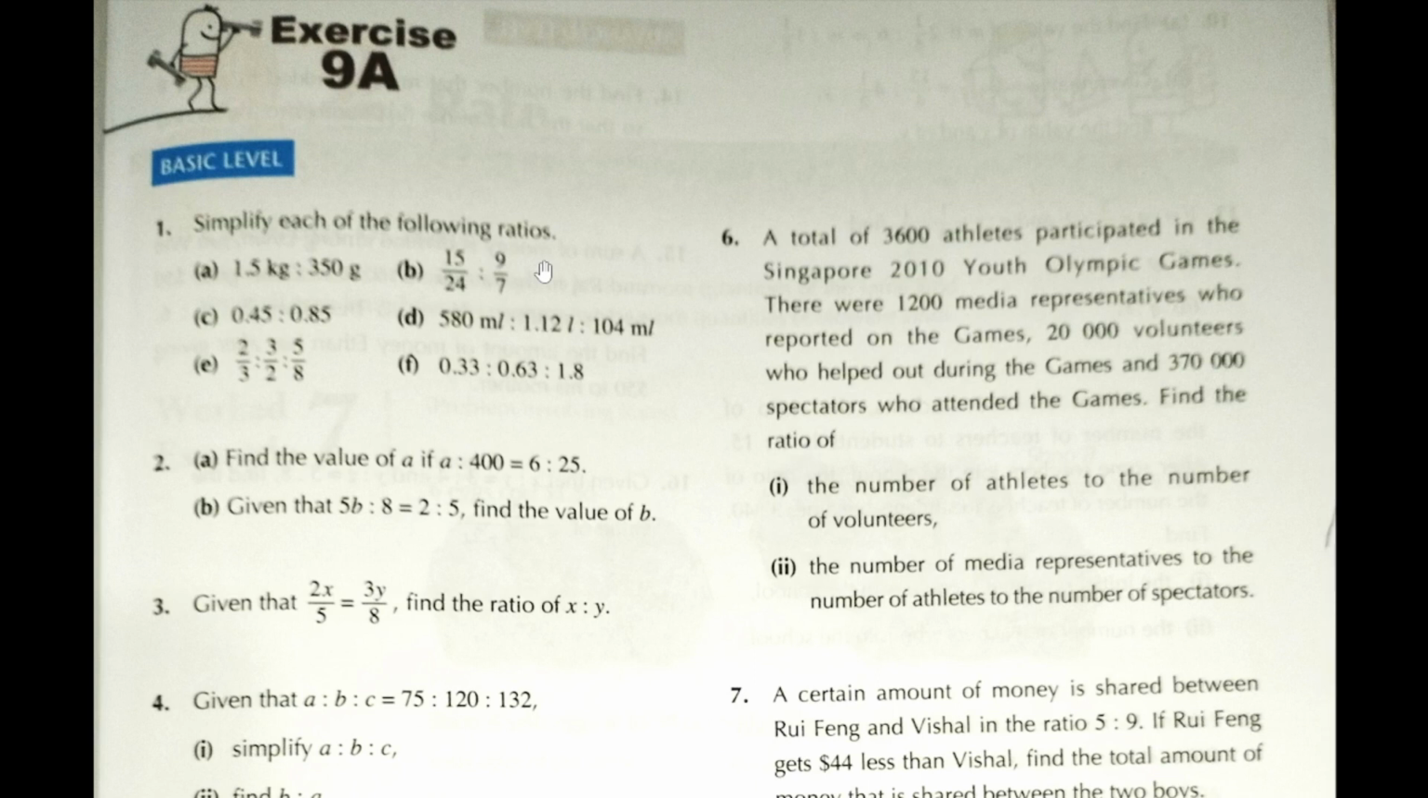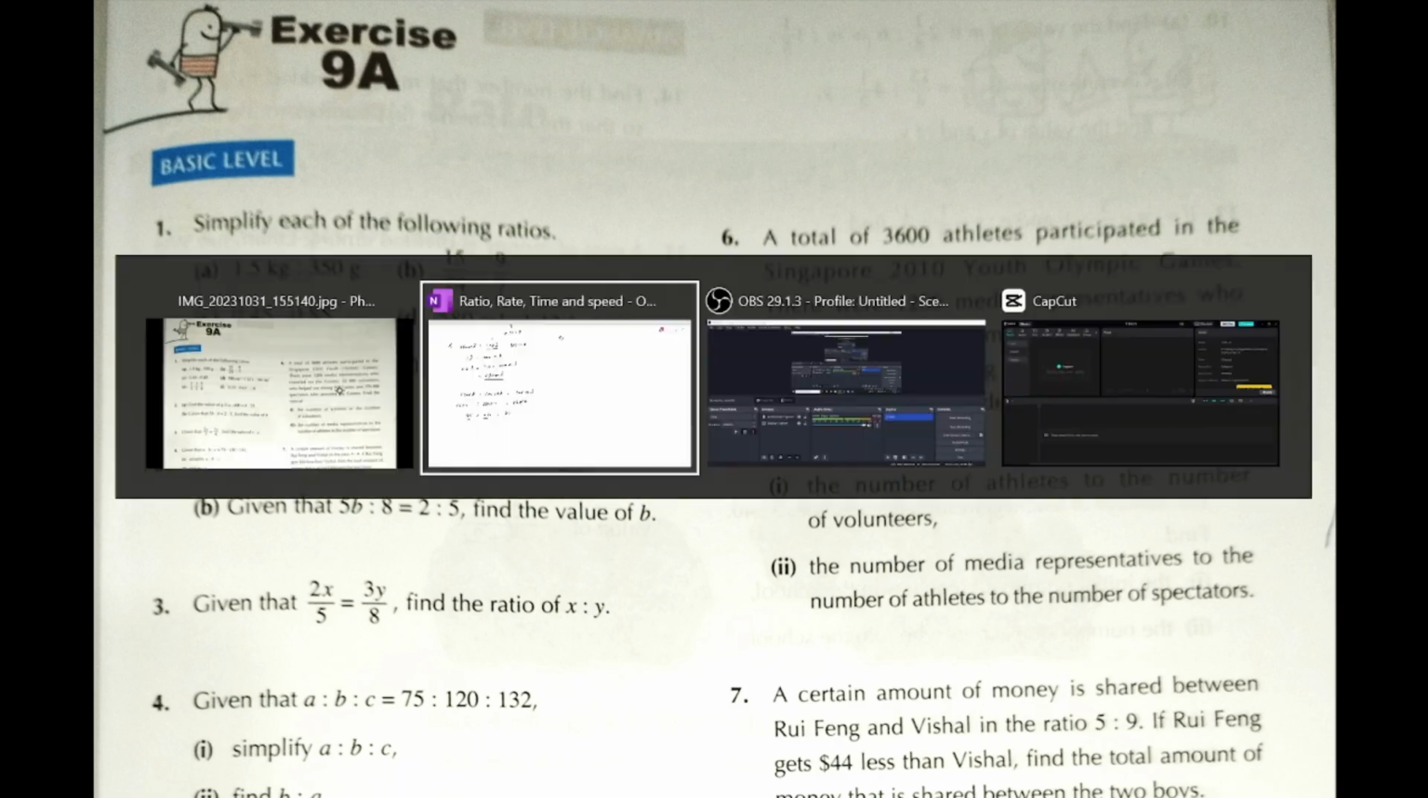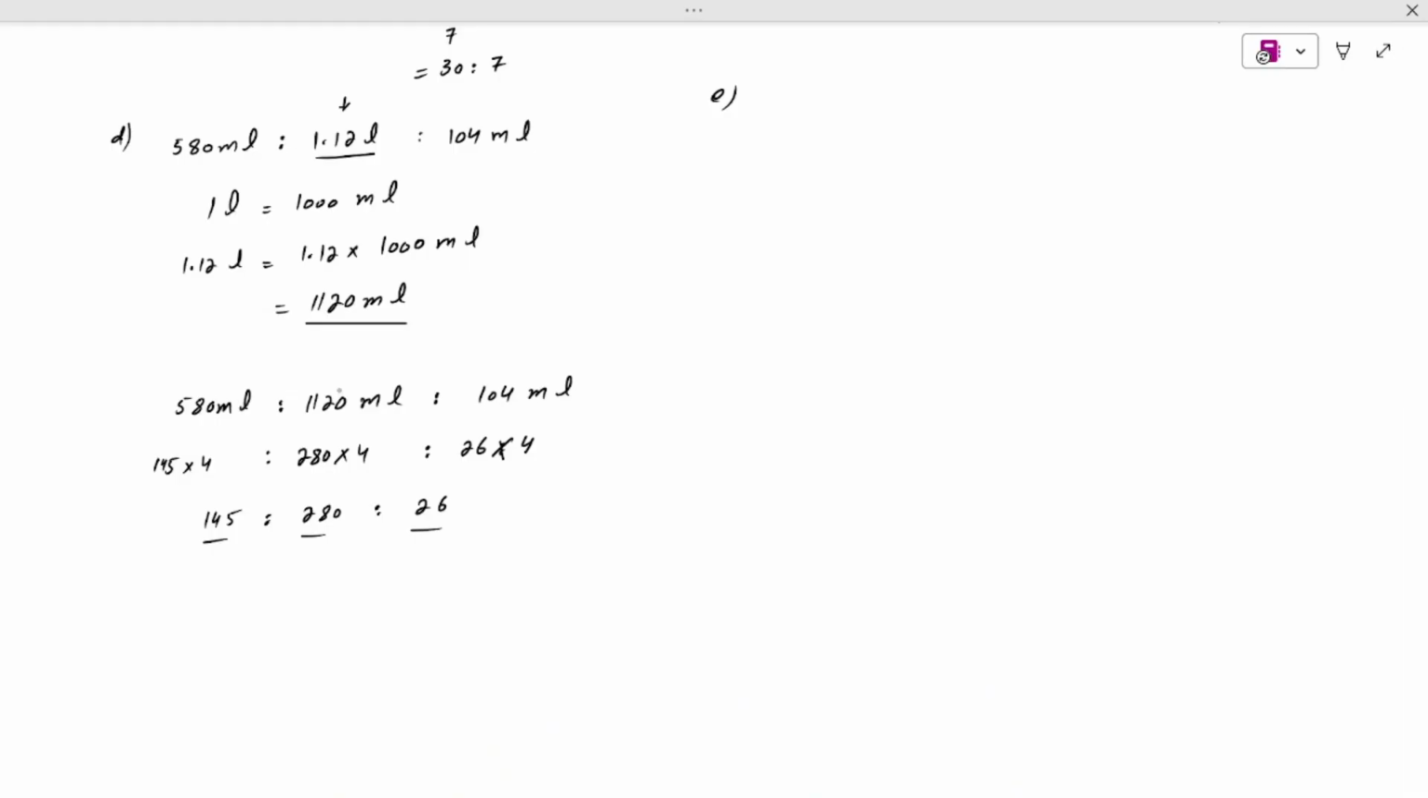2 over 3 ratio 3 over 2 ratio 5 over 8. So solving 2 over 3 ratio 3 over 2 ratio 5 over 8. Actually, it is the ratio between the fractions, and in fraction we use to multiply these fractions by the LCM of the denominators. And the LCM of denominators, that is 3, 2 and 8, is 24.